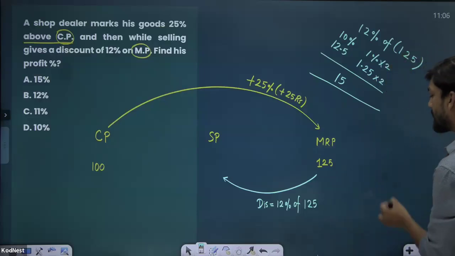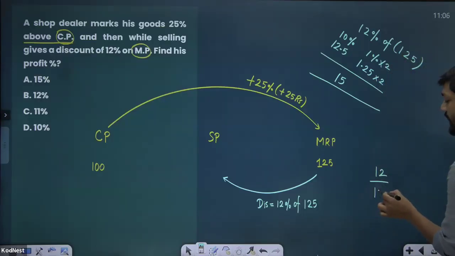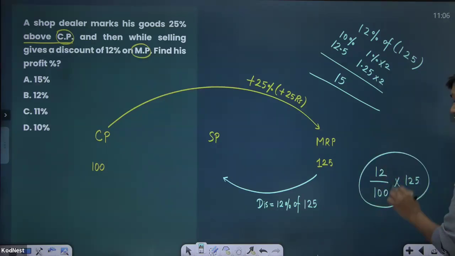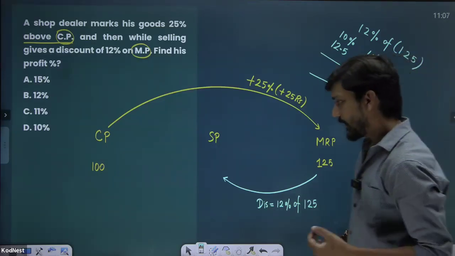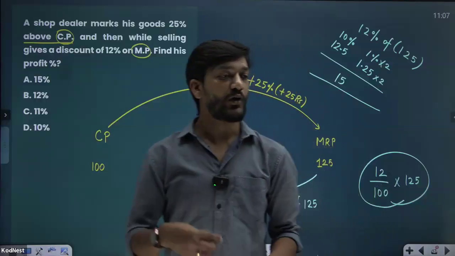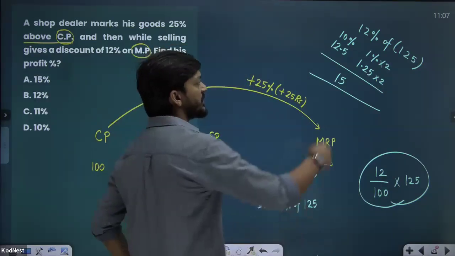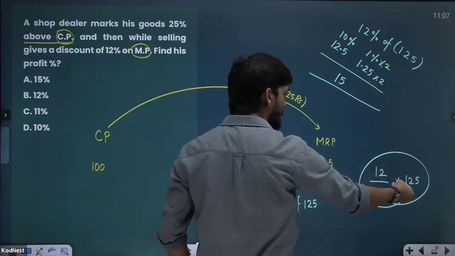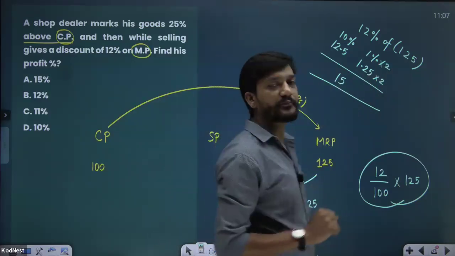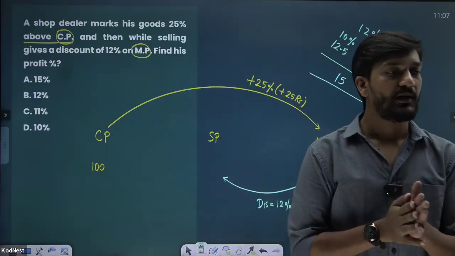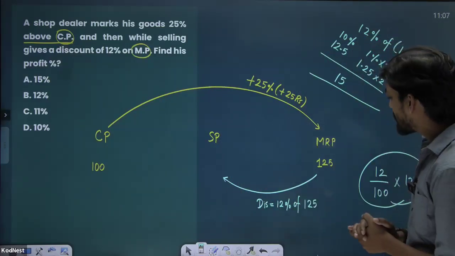And the third way, obviously, is 12 divided by 100 into 125. Third way is this. Now it depends on you, in what calculation you are comfortable. Some will prefer this, some will prefer the previous one. Okay. So 15 rupees comes as your discount.